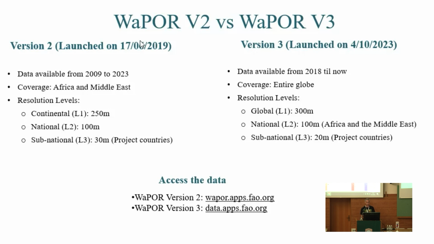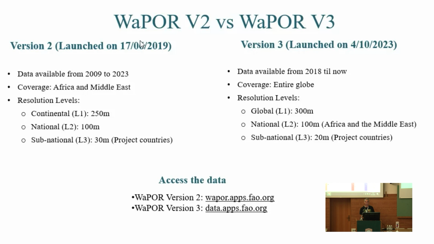Version 2 was launched in 2019 and covered only a part of the world, Africa and the Middle East. And the data is available from 2009 to 2023. But more recently, there's version 3 that was launched in October 2023, and that covers the whole world. And the data is available since 2018.